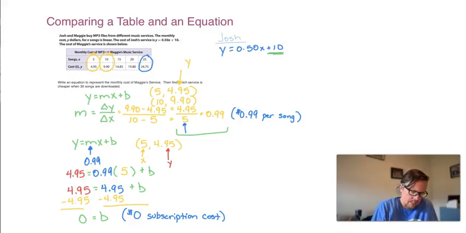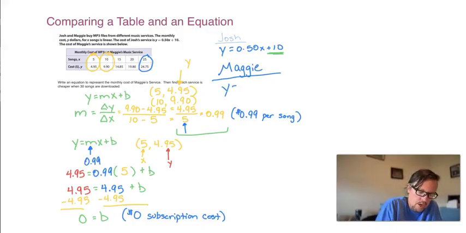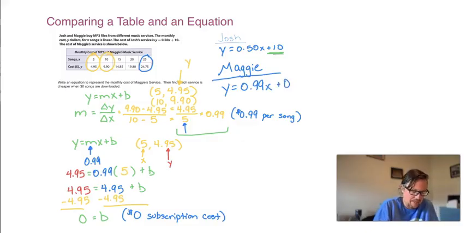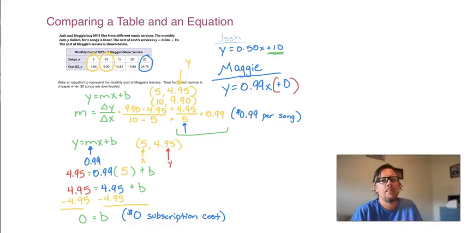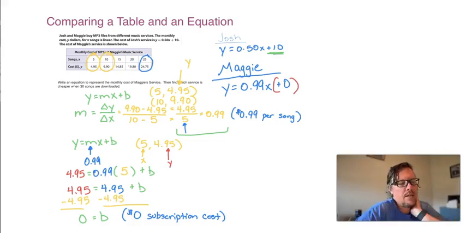Maggie, on the other hand, and let's go ahead and put her equation up here. Maggie does not pay a subscription fee, but her songs cost a little more. They cost 99 cents. So her equation is y equals 0.99x. And we can put the plus 0 on the end, but we don't really need it. The plus 0 is not required. So 0.99x plus 0.